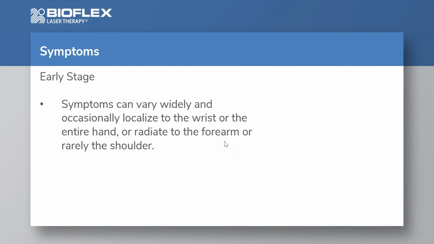Symptoms can vary widely and are occasionally localized to the wrist or the entire hand. And you will find some patients complaining of radiation of pain up into the forearm and even sometimes up into the shoulder. So be aware of any double crush syndromes going on. Make sure you assess the patient's cervical spine as well as the shoulder, elbow, and wrist complex when these patients come in.